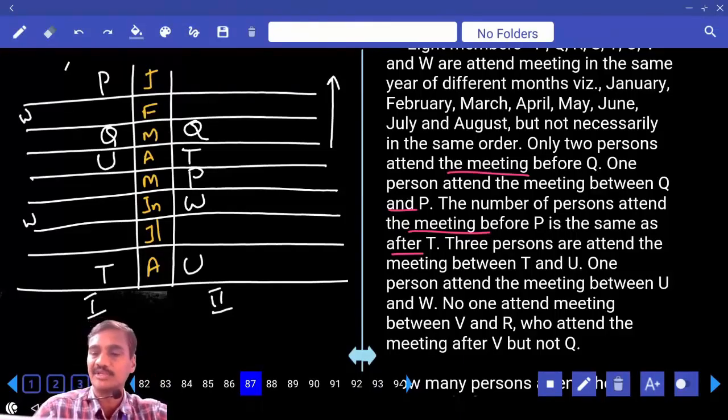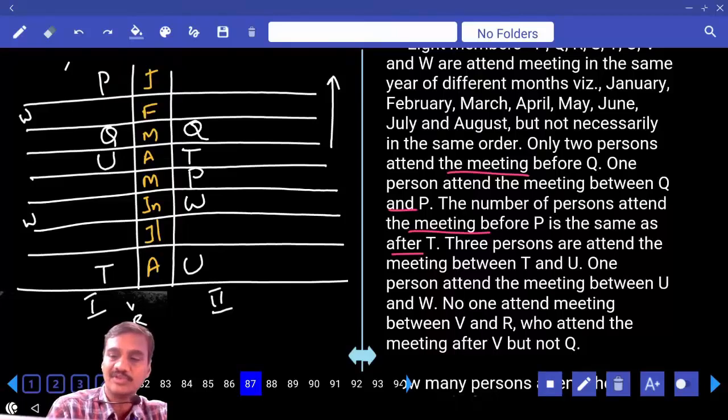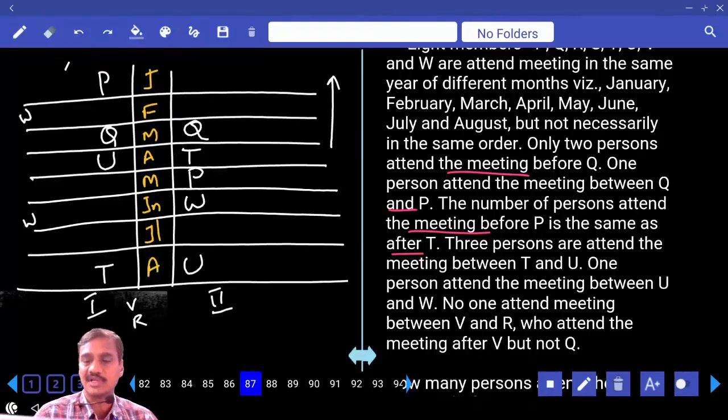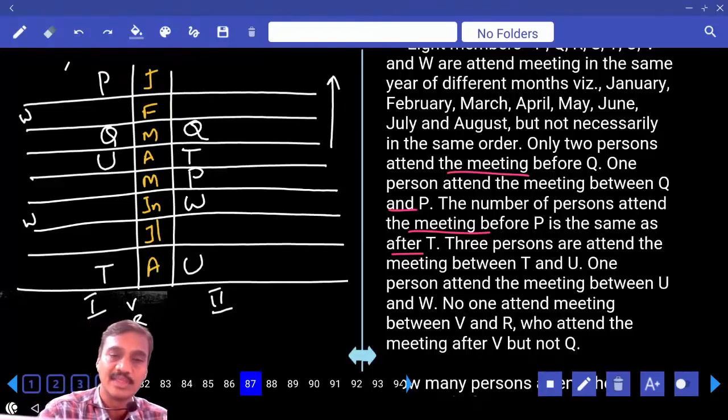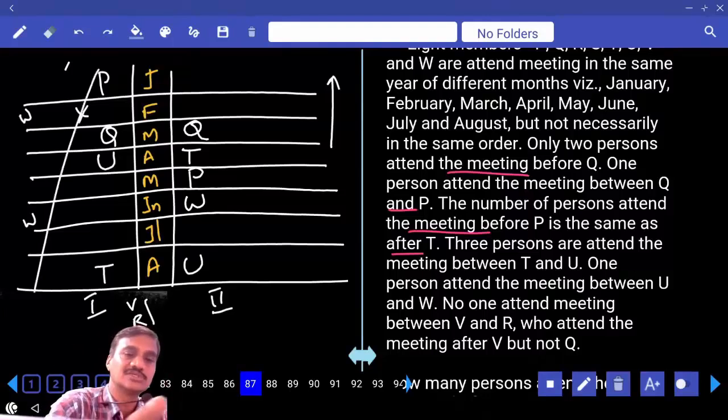And no one attends the meeting between V and R. In between V and R there is no person at all. And R attends the meeting after V but not Q, meaning R is not after Q. R is before Q. Hence V, R, Q must be in this order. Hence both V and R must be before Q. They must be before Q, but here there is a chance for only one person before Q, not two. Hence this case is ruled out.